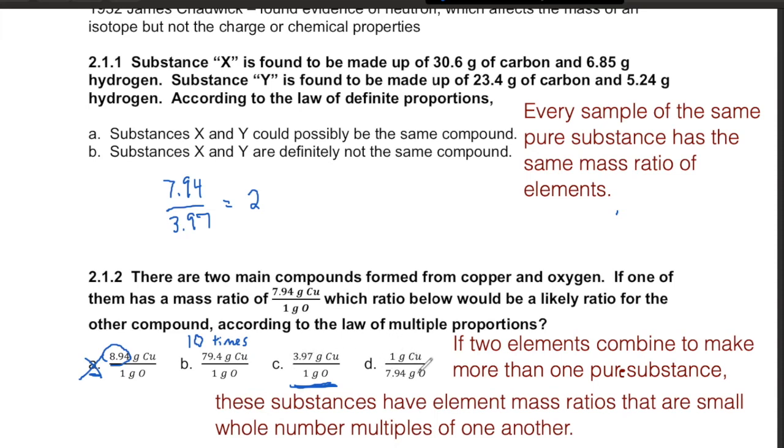And then finally, this one over here is just the inverse of 7.94. So this is not a small whole number multiple of the other one. So these are not simply mathematically related either. So this one is 0.5 times as big as the other one. So these two numbers, the 3.97 and the 7.94, are small whole number multiples of each other. So this is what we mean by that law of multiple proportions.